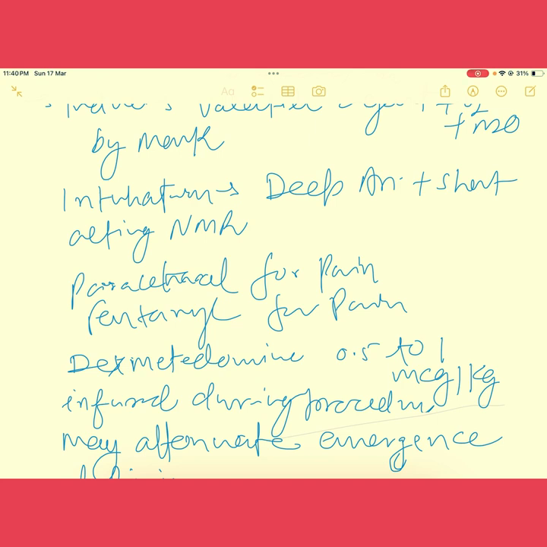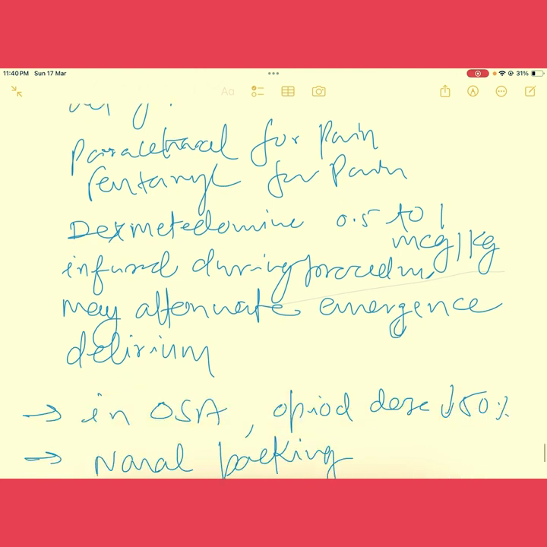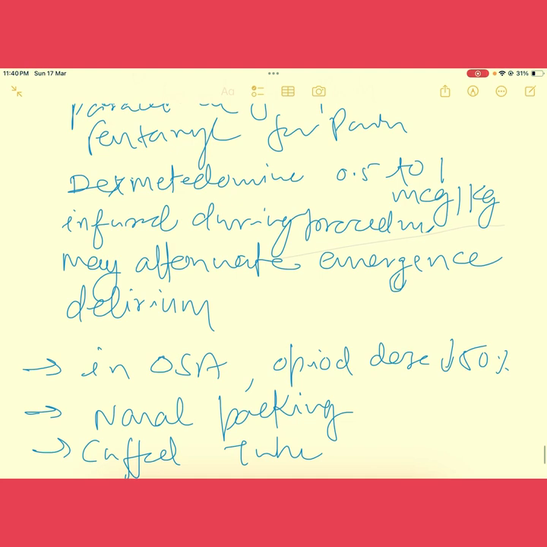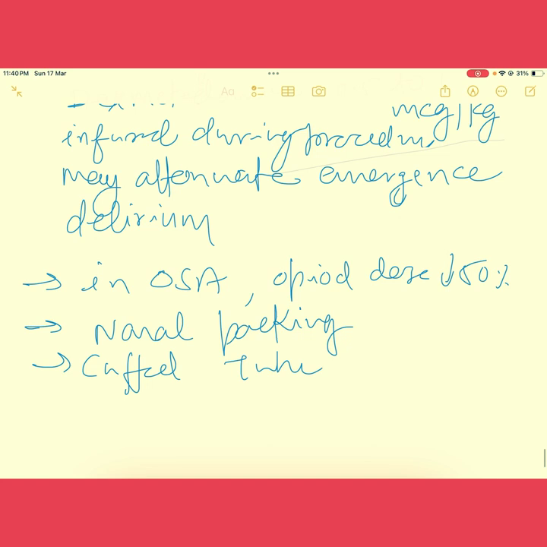Paracetamol and fentanyl for pain. Dexmedetomidine 0.5 to 1 microgram per kg infused during the procedure may attenuate emergence delirium. In OSA, the opioid dose is reduced by 50%. Nasal packing is required and a cuffed tube is preferred.